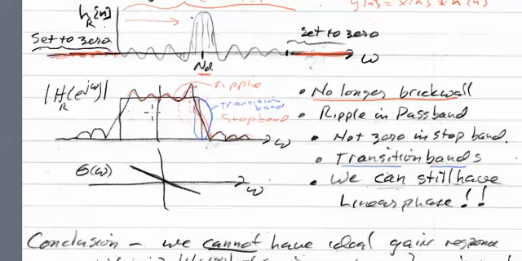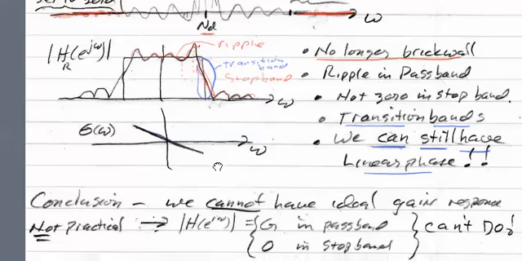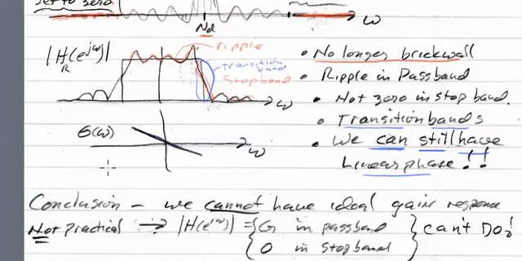Well, the interesting thing about this is we can still have linear phase. And that's pretty cool, because of all of the ideal things that I know of, this is one of the very few that we can still accomplish. We can build a linear phase filter as long as we do it with discrete time systems. We can't do it with analog systems, but we can do it in discrete time processing.